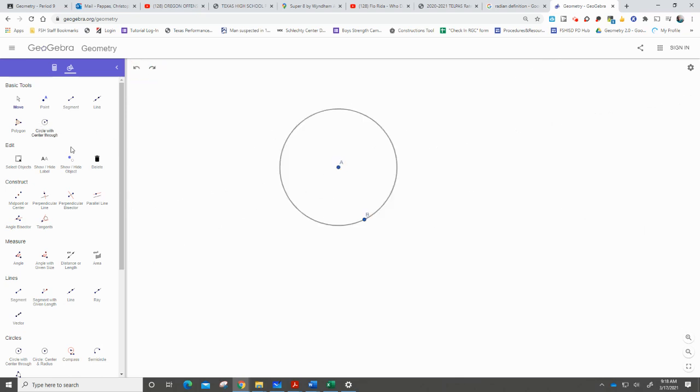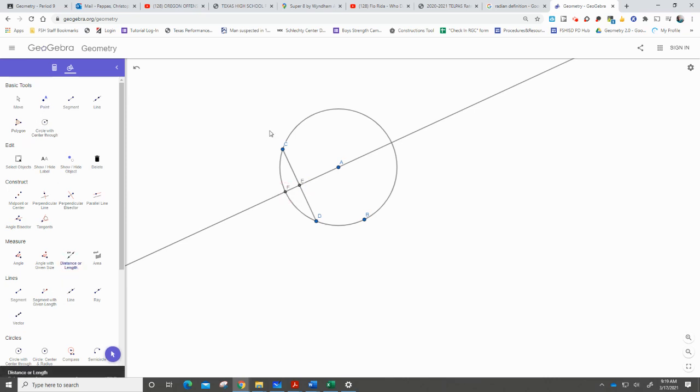So we have our circle, and let's just say we decide to do a chord, so we'll hit a segment from C and point D on the circle right there. Next we do a perpendicular line. We're going to click point A, which is the center, and CD, which is a perpendicular line, and make another point. All right, find the distance from C to E and distance from D to E.